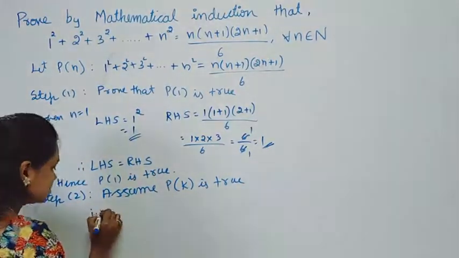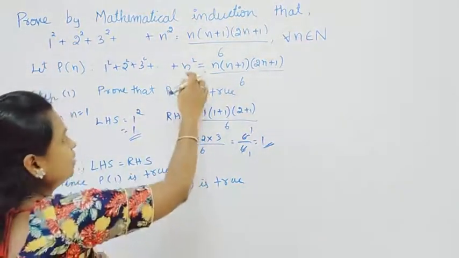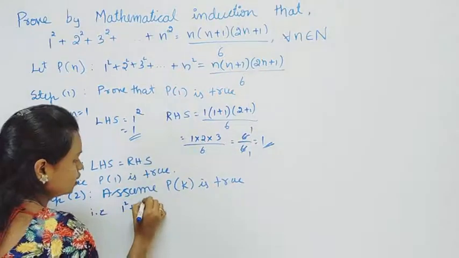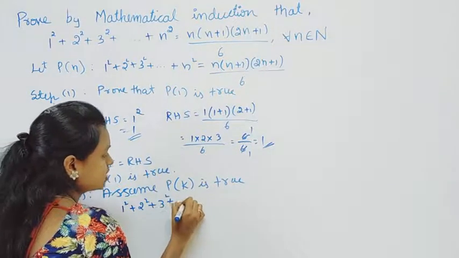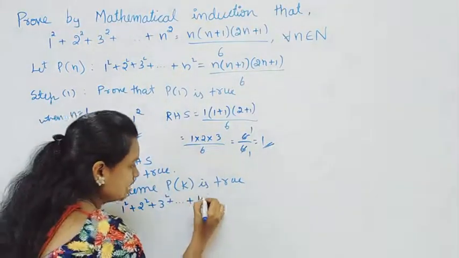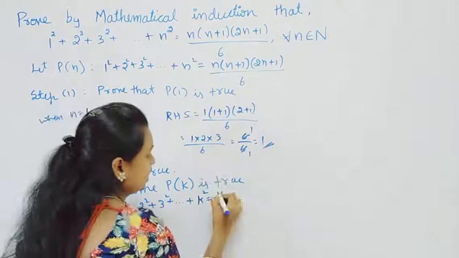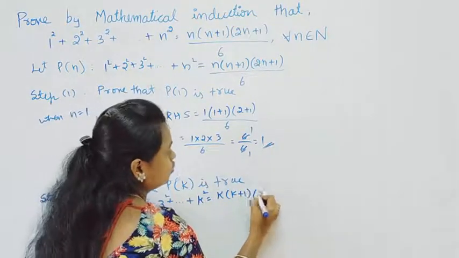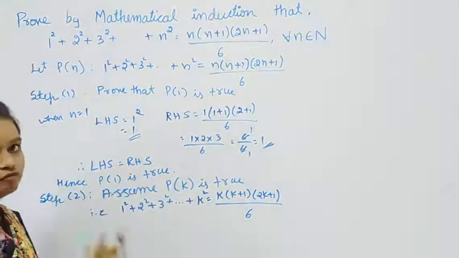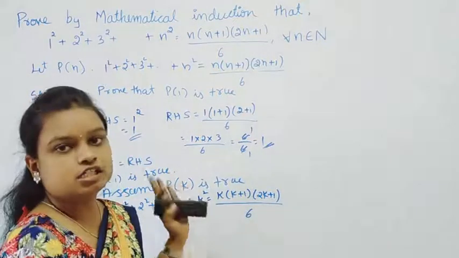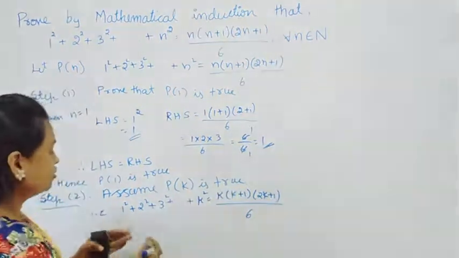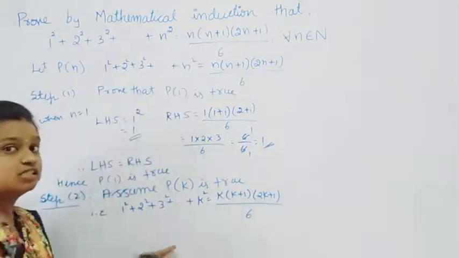So P of k is true means replace n by k. Okay, so it becomes 1 square plus 2 square plus 3 square plus etc. plus k square is equal to k into k plus 1 into 2k plus 1 whole divided by 6. This is our P of k. The first step is P of 1 is true. The second step is assume that P of k is true, that means replace n by k. This is what we have to assume.